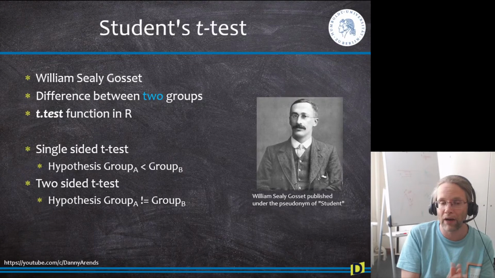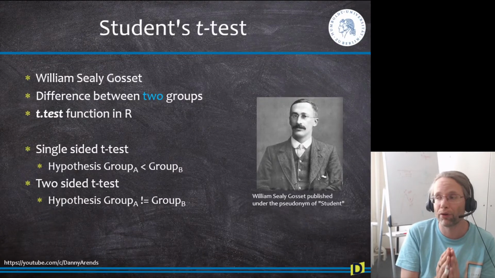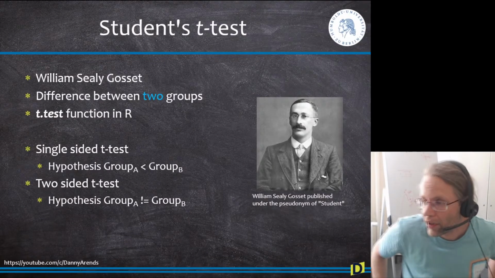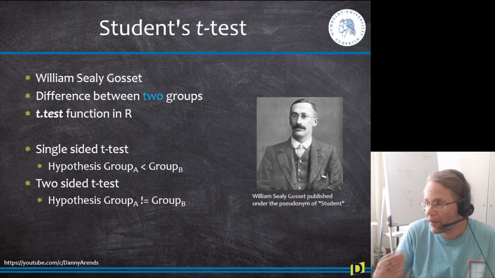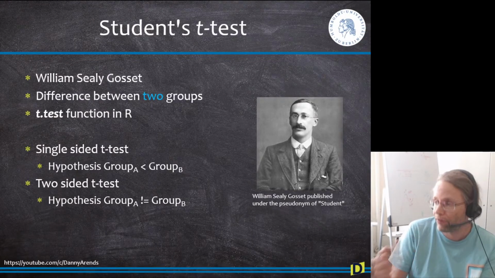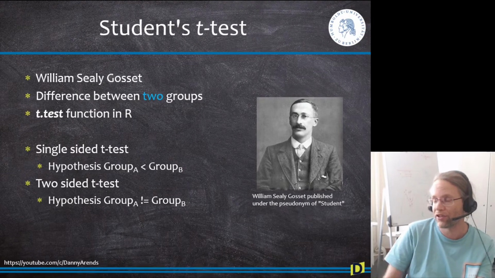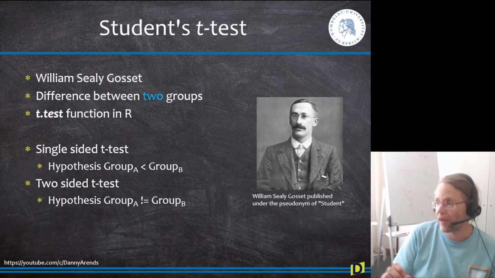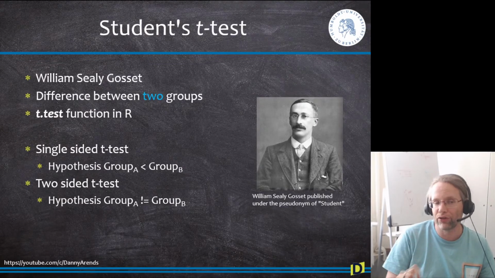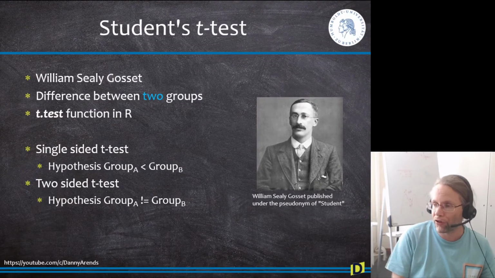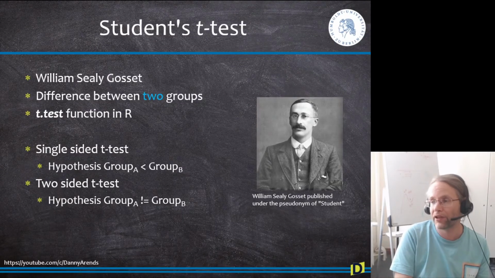But we are only allowed to do this because we have prior data giving us a reason to have this hypothesis, that the fat mouse is heavier than the standard mouse. If you do not have this prior data, you have to use a two-sided t-test. The hypothesis is just that group A is different from group B.